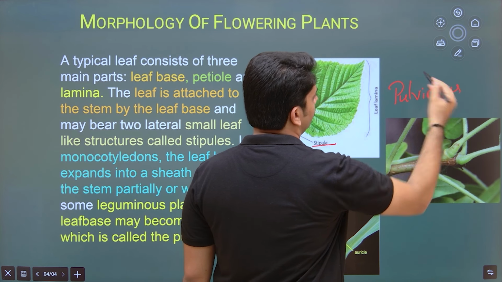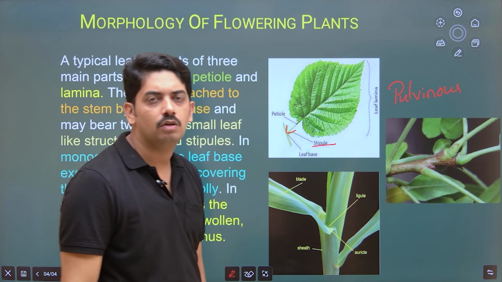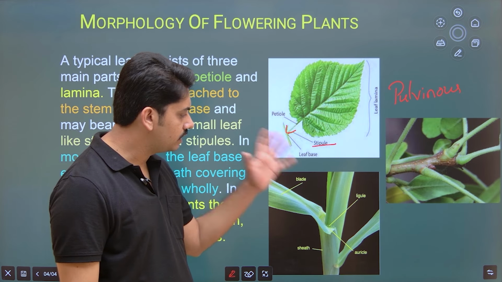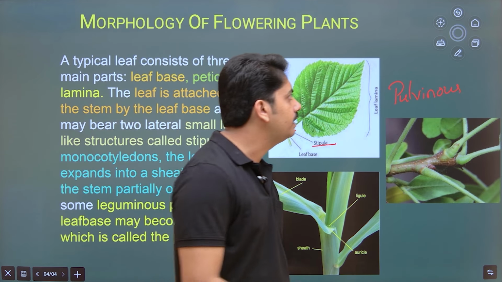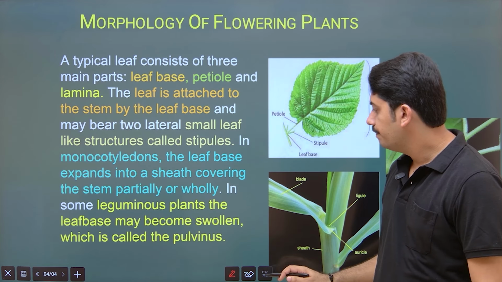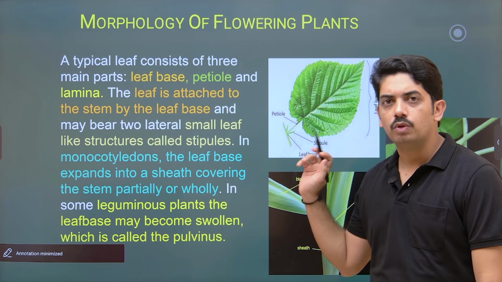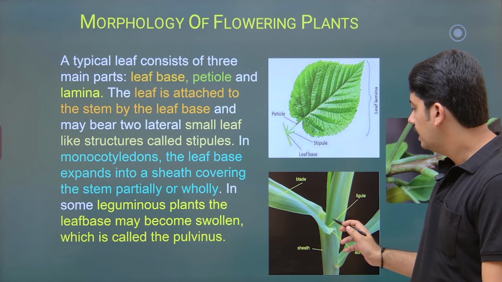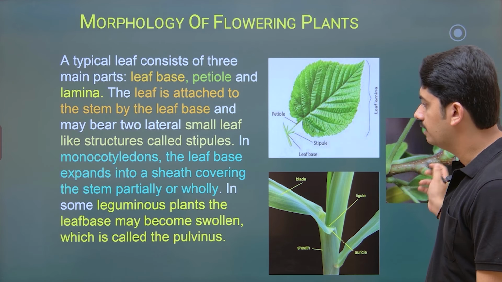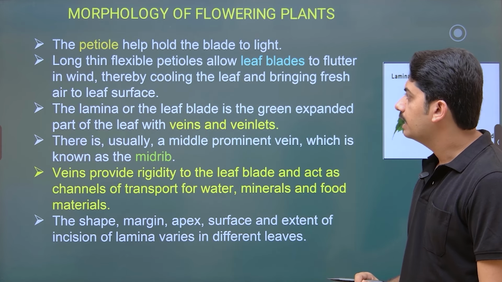One of the very distinguishing characters of the family Leguminosae. So this we'll study in detail in the later part, but hope this concept is clear for you related to petiolate leaf, and here it is sheathing leaf base and pulvinous leaf base. Next part.